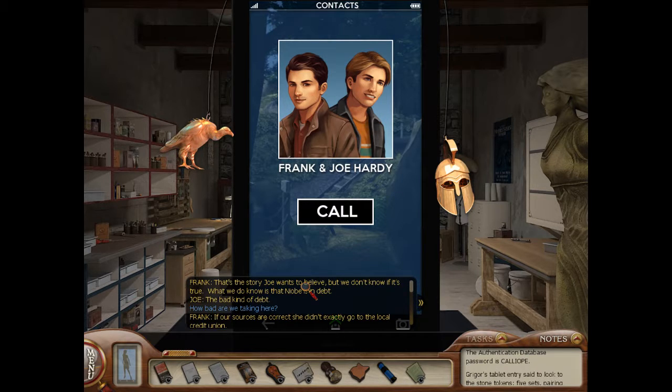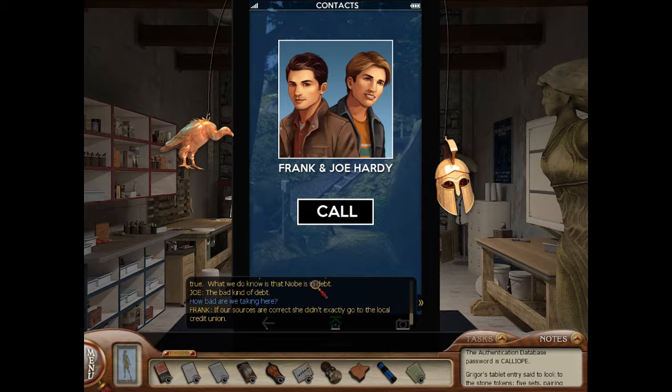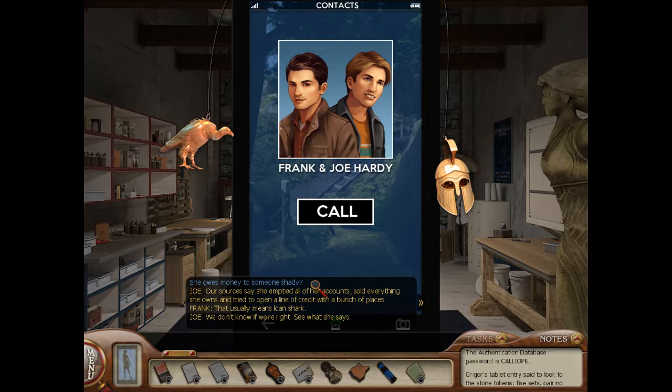That's the story Joe wants to believe, but we don't know if it's true. What we do know is that Niobe is in debt. The bad kind of debt. How bad are we talking here? If our sources are correct, she didn't exactly go to the local credit union. She owes money to someone shady? Our sources say she emptied all of her accounts, sold everything she owns, and tried to open a line of credit with a bunch of places. That usually means loan shark. We don't know if we're right. See what she says.